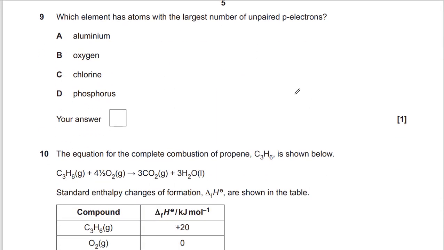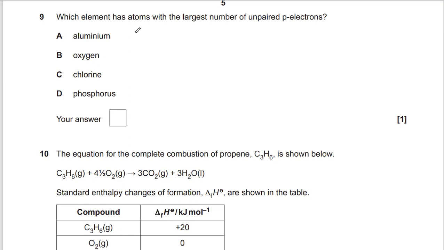Which element has the largest number of unpaired p electrons? So this is nice and straightforward. I don't think there's a lot of difficulty here. You simply have to look at the outer shell of each atom. Okay, don't worry about the whole thing. Just look at the p. Just look at the p on the outer shell. Don't worry what row it's on.